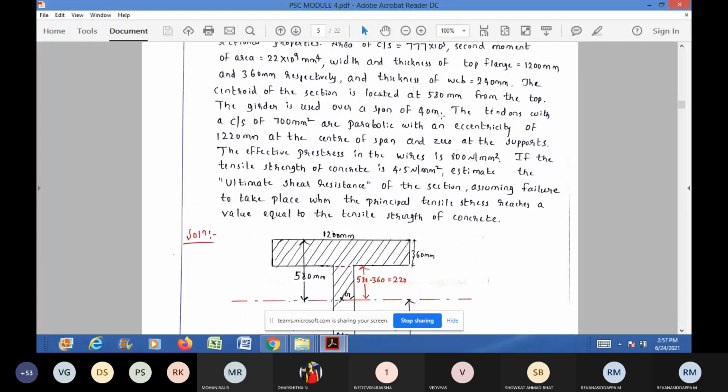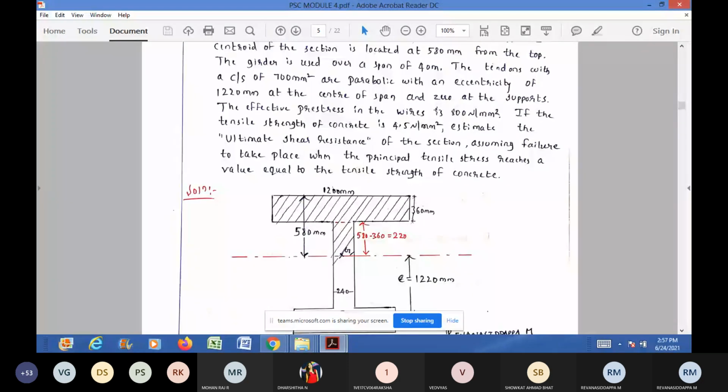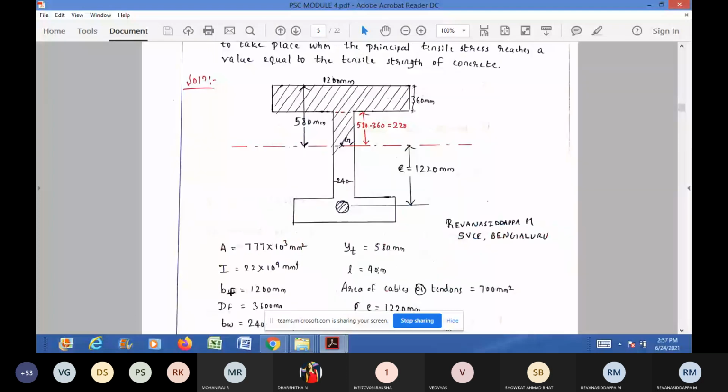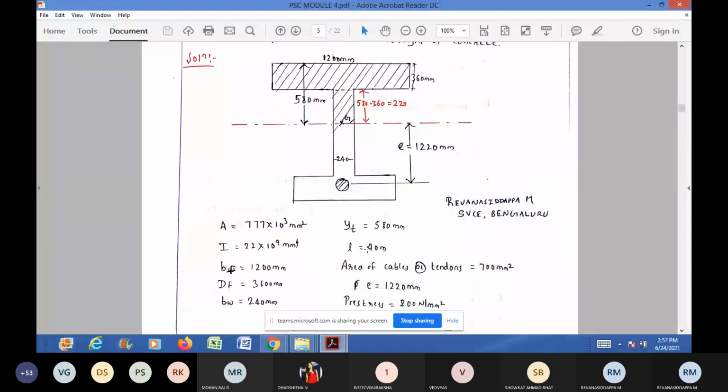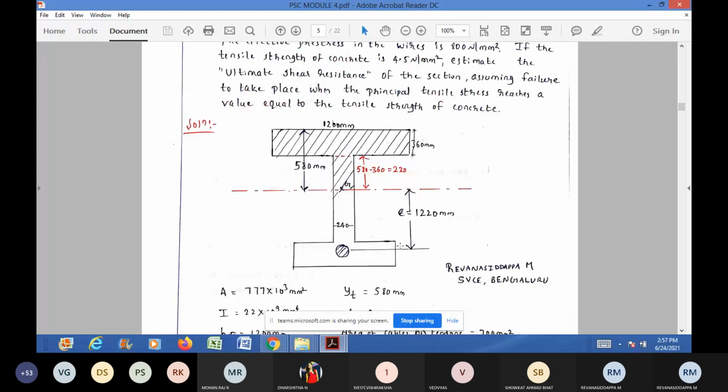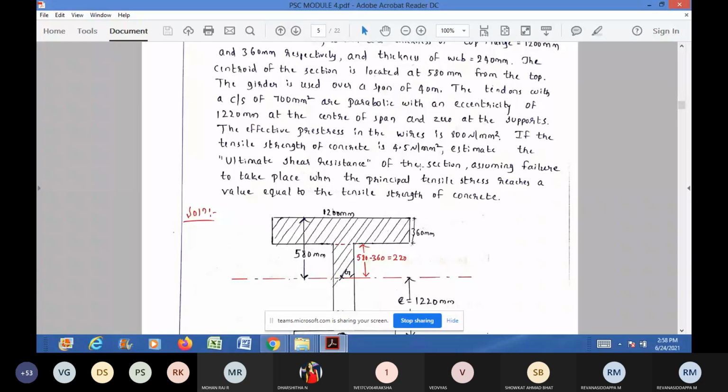The girder is used over a span of 40 meter. The span of the beam or girder is given as 40 meter. You can write it in the given data. L is equal to 40 meter, which is 40,000 mm. Then the span of the beam is over.